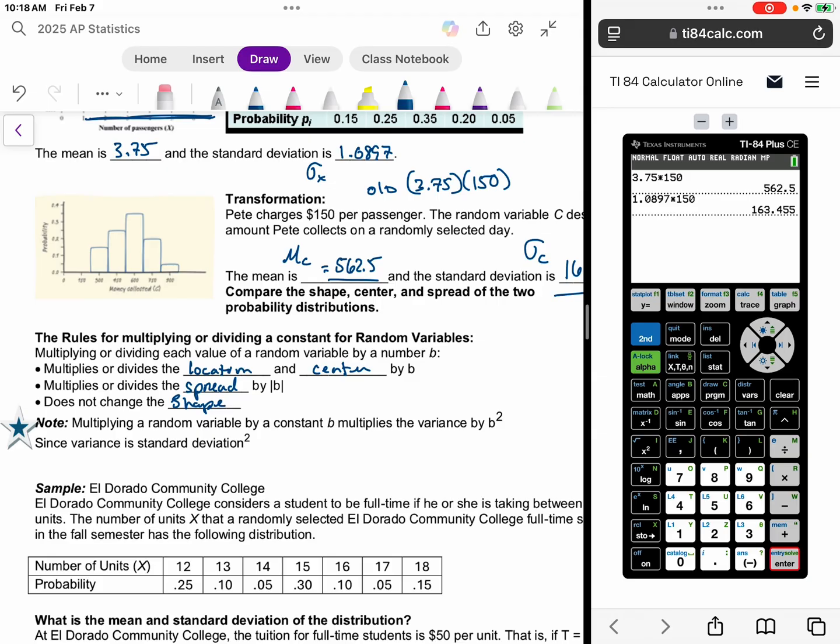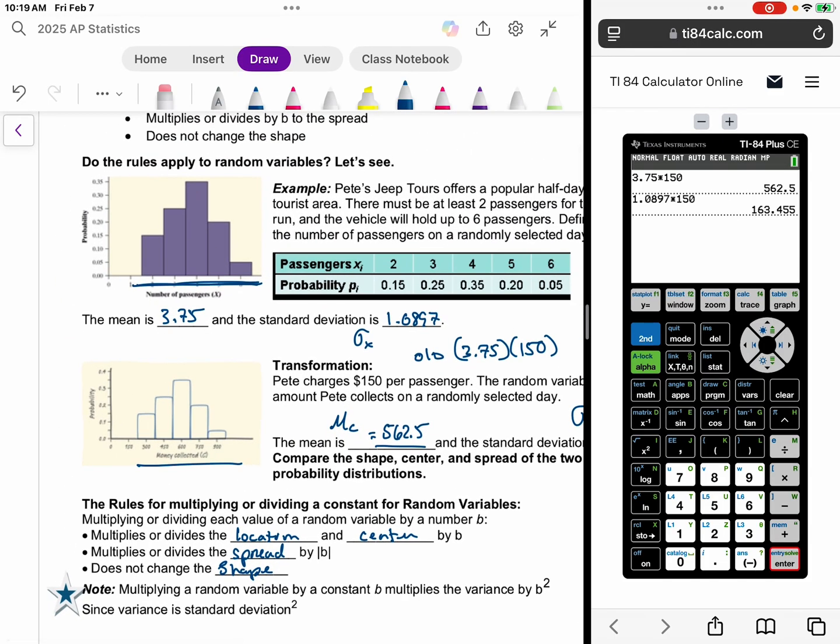And then it does not change the shape. Here is the shape. They did the histogram for us, and if we compare it to the first one, it looks pretty much exactly the same. It still has that same feel.